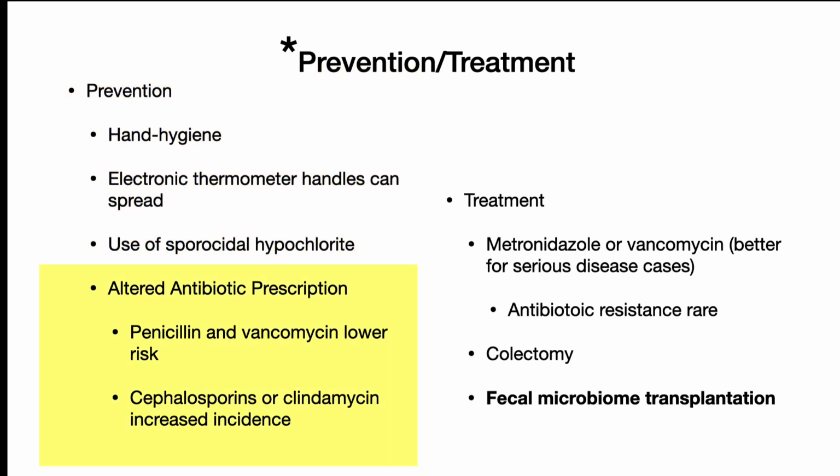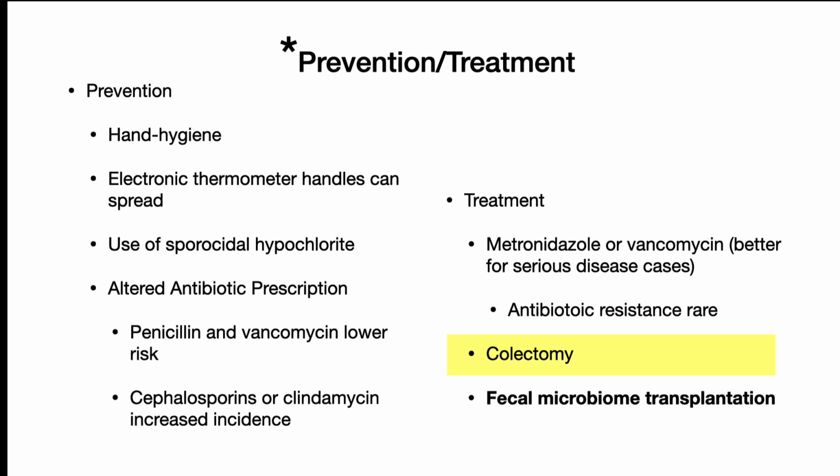diff. Changing antibiotics prescriptions. Penicillin and vancomycin lower the risk when you're treating an infection, while cephalosporins and clindamycin increase the incidence. And you'll note that Mary was treated with clindamycin. The illness is often brought on by treatment with antibiotics, and it was somewhat ironic that a typical treatment is further antibiotic treatment. In 20% of cases where you treat with antibiotics, there is a recurrence of illness.